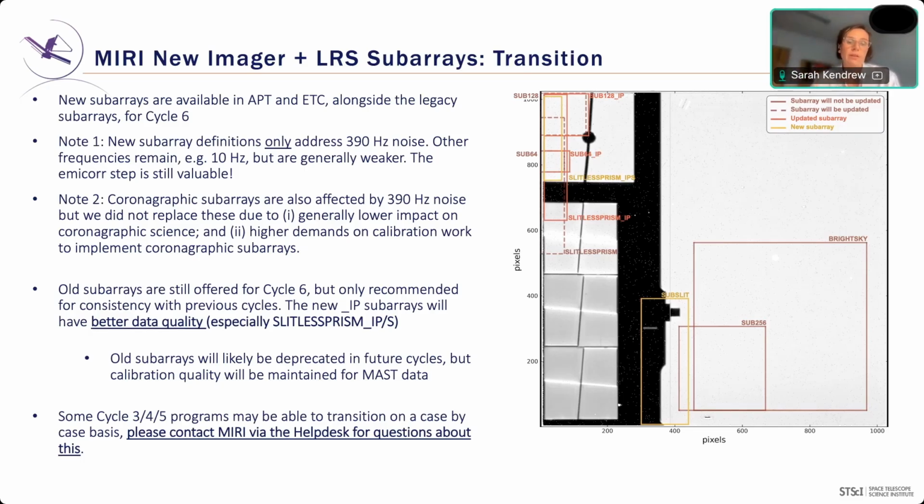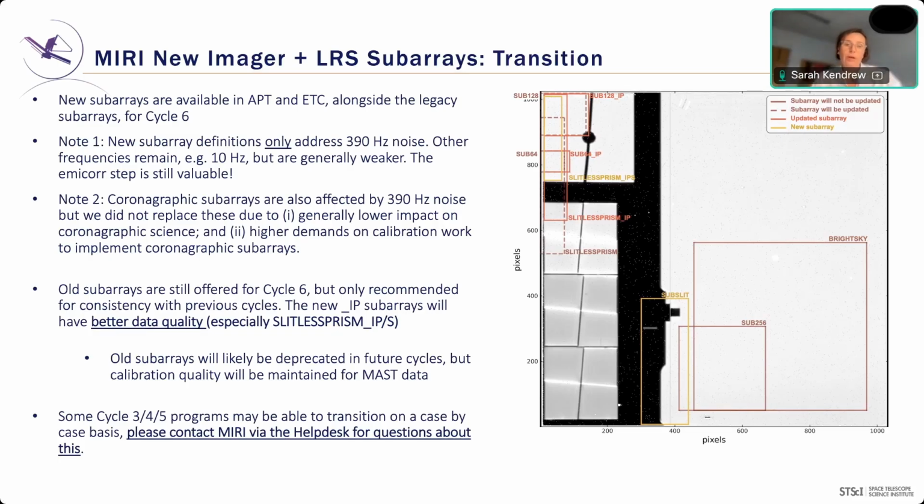So there are probably a lot of observations that wouldn't be affected by EMI noise at all. These other frequencies tend to be much, much weaker. We're also not updating the coronagraphic subarrays. They are affected by 390 hertz noise, but generally we have found that with all the data processing and reduction steps required for coronagraphy, the impact isn't as severe on that science. And also because the calibration effort for coronagraphic imaging is a lot more work than for these other modes.